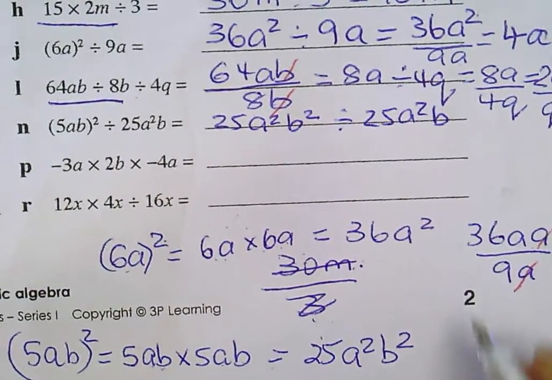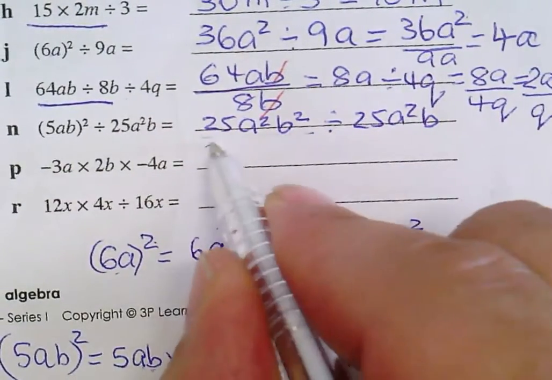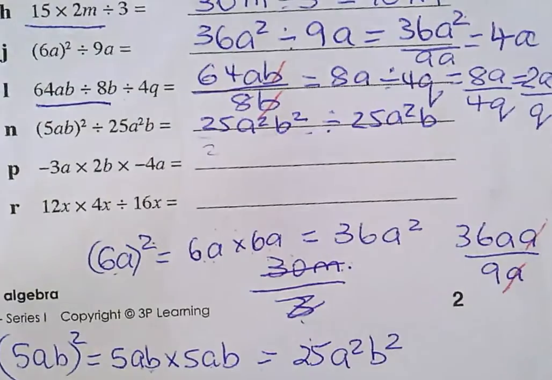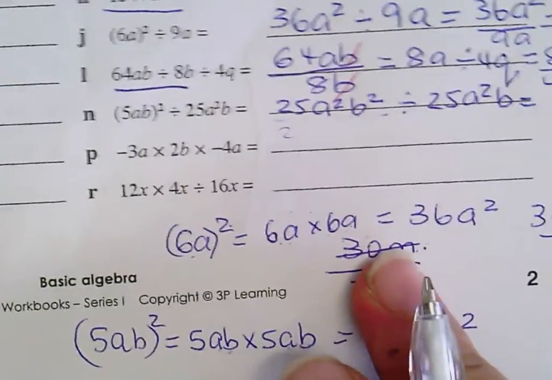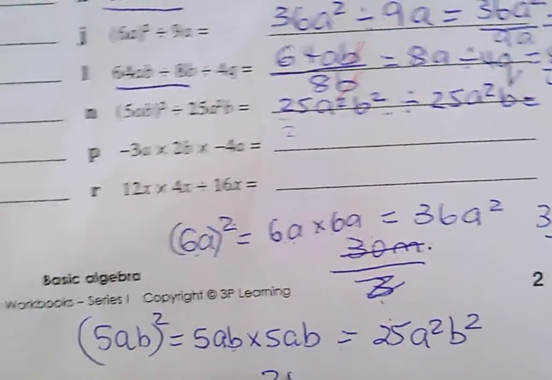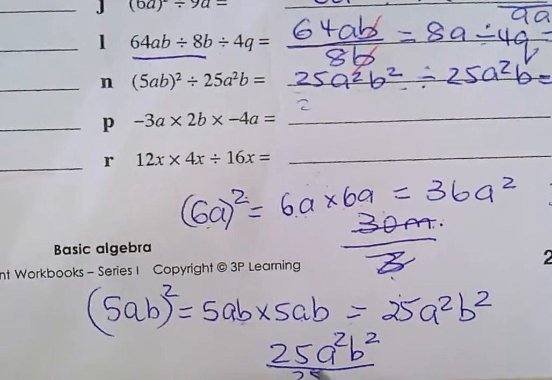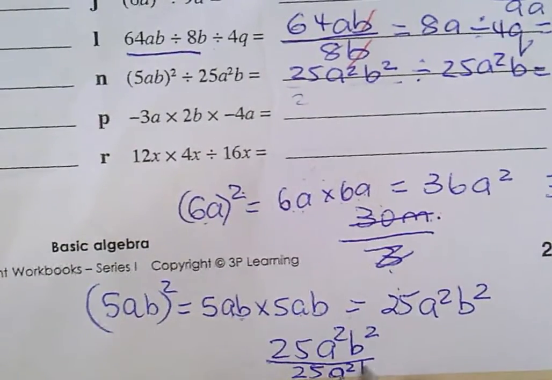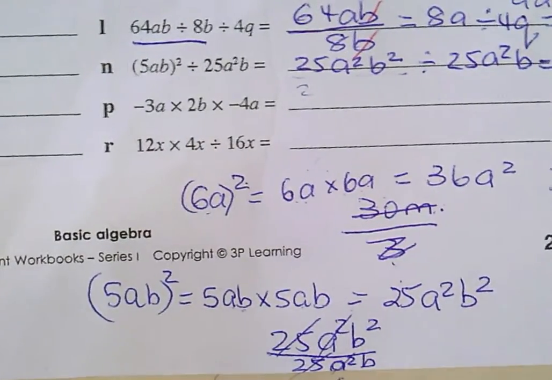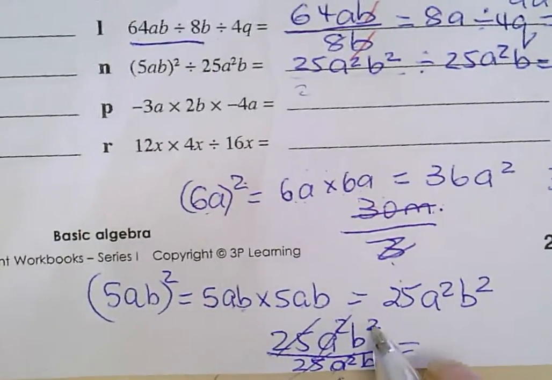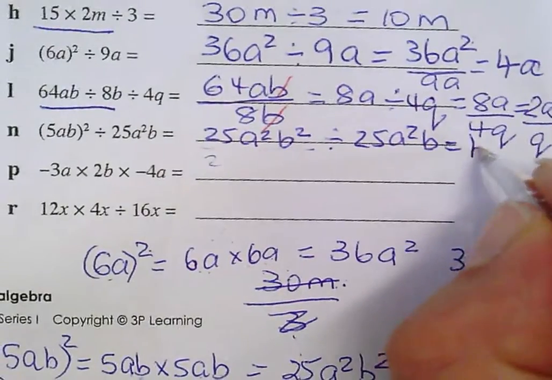Now, if I want to write them over each other, I really need some room, but if you just imagine that they were written over each other, what would you be left with? So messy. I might just continue that over here. So I've got 25a squared b squared divided by 25a squared b. The 25s cancel. The a squareds cancel. B squared on b, I've got an extra b on the top. So my answer to that is just b.